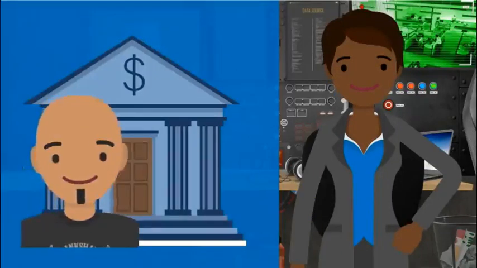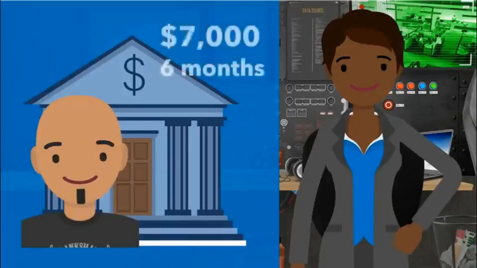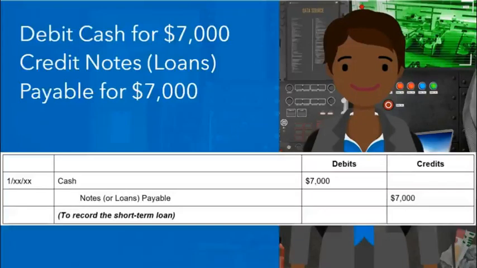Let's say Xavier goes down to his bank and secures a short-term loan of $7,000 to be paid back within the next 6 months. To record the transaction in his books, Xavier would record a debit of $7,000 to cash and a credit of $7,000 to his current liability account, notes payable, or loans payable.